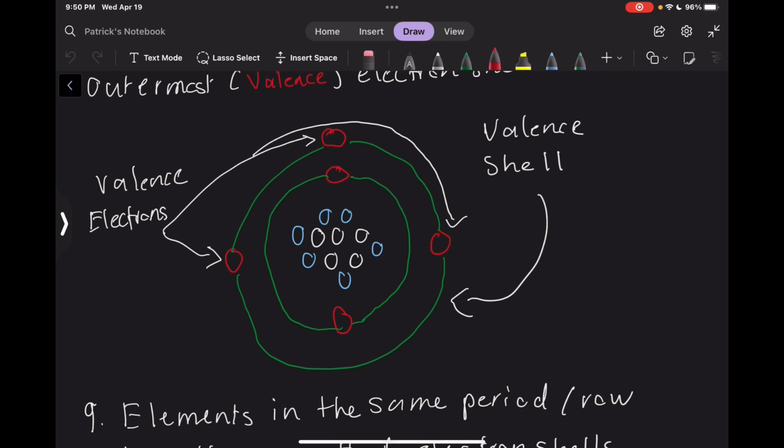Again, the outermost electron shell, the one this arrow on the right is pointing to, that shell is referred to as the valence electron shell, and the, in this case, 3 electrons orbiting along it are called the valence electrons.